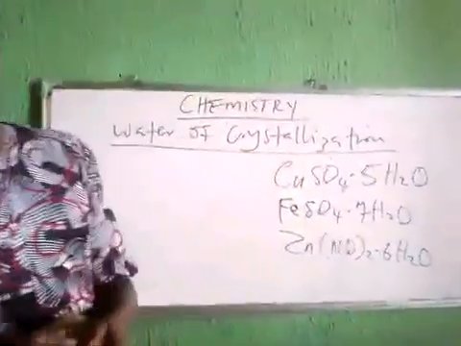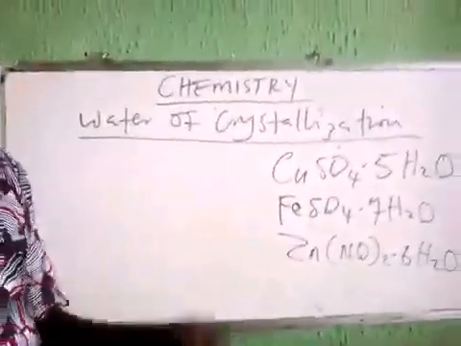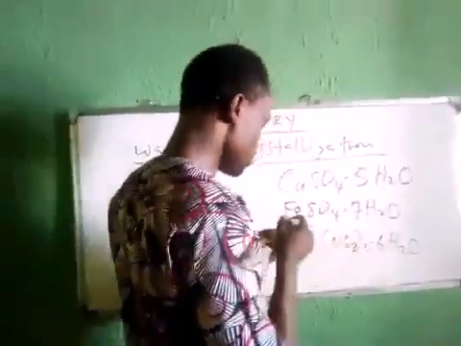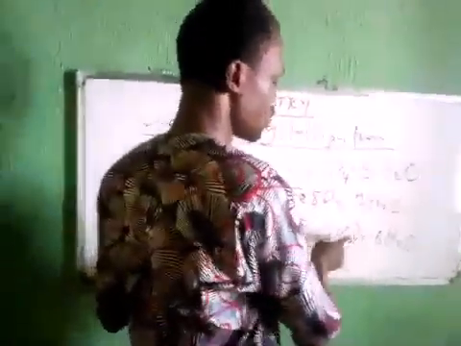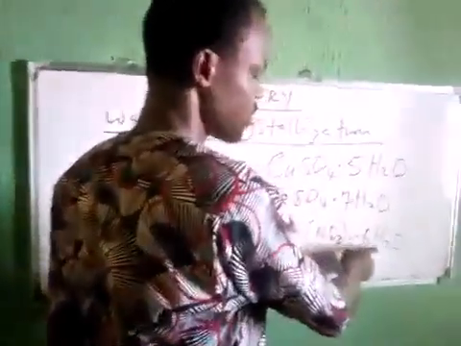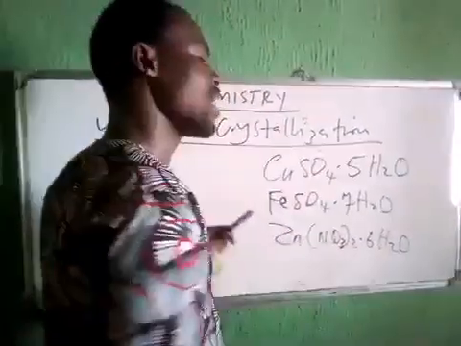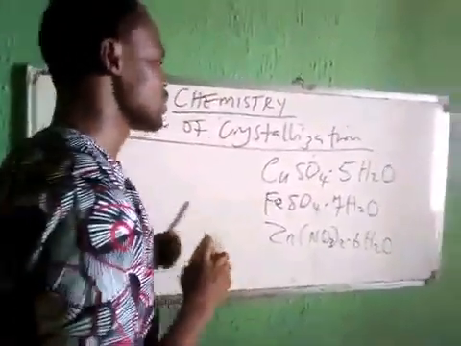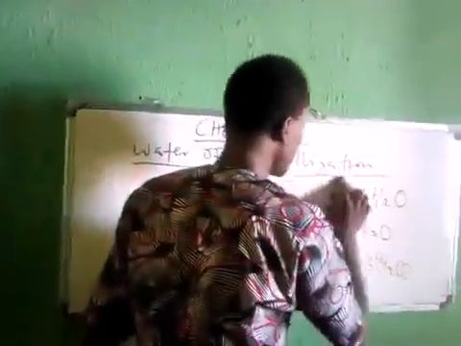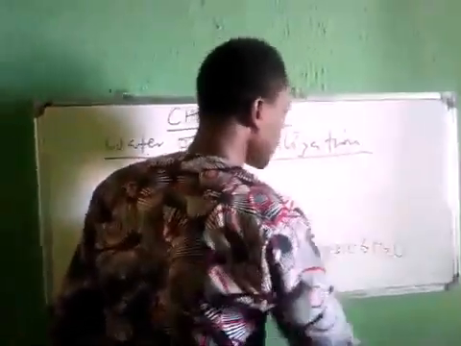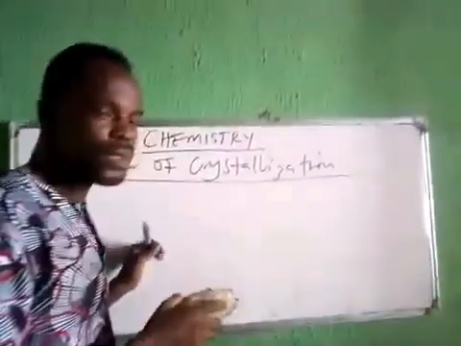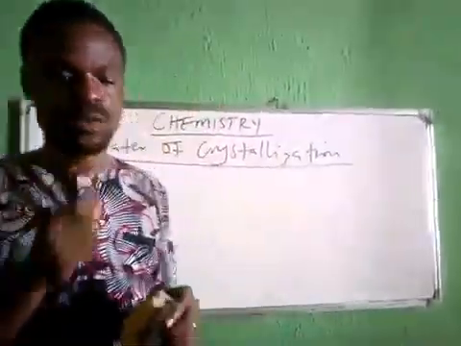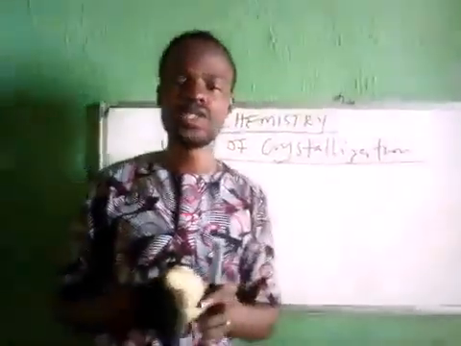It also contains water of crystallization. This is zinc trioxonitrate(V) hexahydrate, so they all contain water of crystallization. Now I want to quickly look into certain calculations on how to calculate water of crystallization.